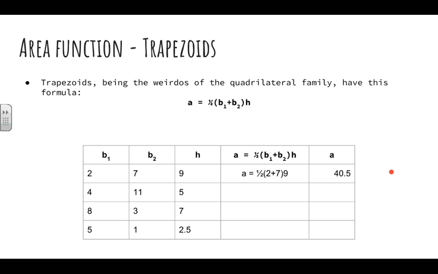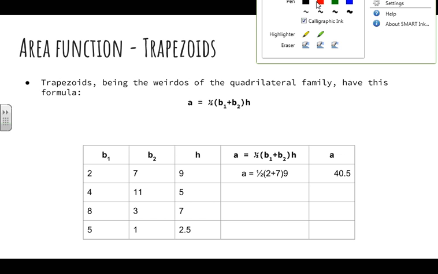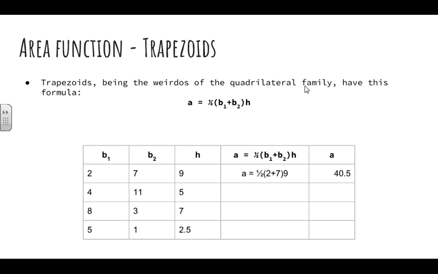Let's make it more difficult. How about trapezoids? Trapezoids are the weirdos of the quadrilateral family, so their formula is really strange. The formula for the area of a trapezoid is 1/2 times base 1 plus base 2 times the height of your trapezoid. So if you have all that information, you can plug it in and find the area.